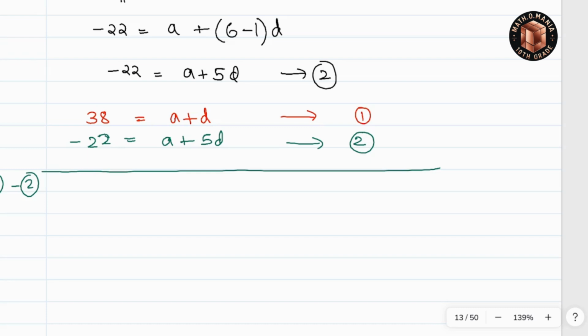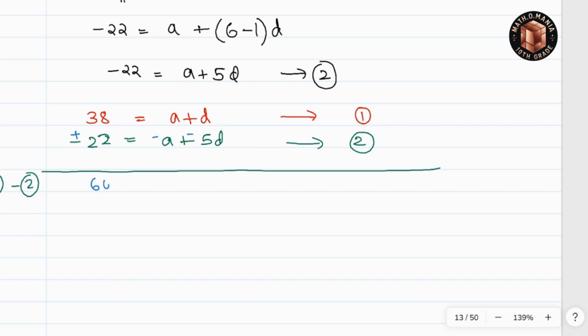Okay, now we got the two equations. Our first equation is 38 equal to A plus D. And our second equation is minus 22 equal to A plus 5D. So, when we are doing 1 minus 2, it means the negative will convert to positive, this positive will get converted to negative, and this plus will convert to negative. That means when I'm subtracting 1 from 2, we just have to change the sign. That is, what is 38 plus 22?